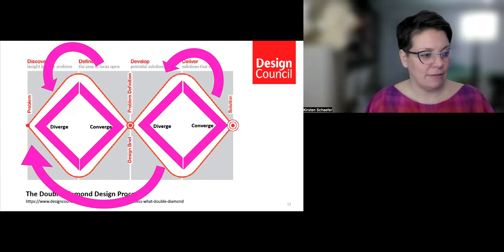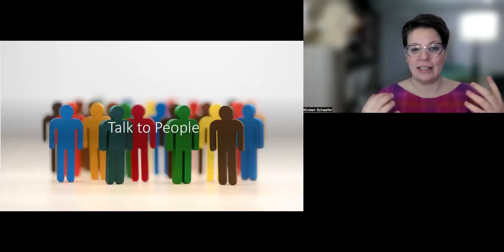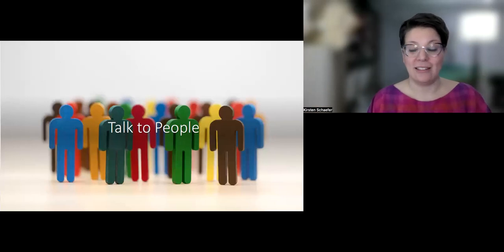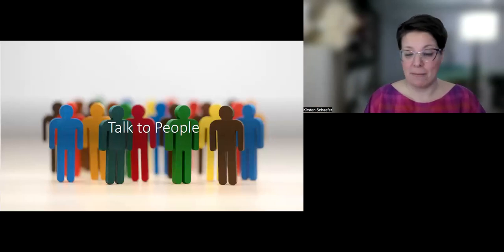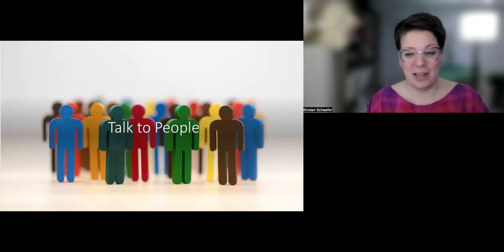So one of the biggest factors in both of these approaches for design thinking is, as I mentioned, empathy. You really need to talk to people. You need to understand what their needs are. You have to talk to your audience, the actual people who will be using the product you're designing, as close to them as you can get.